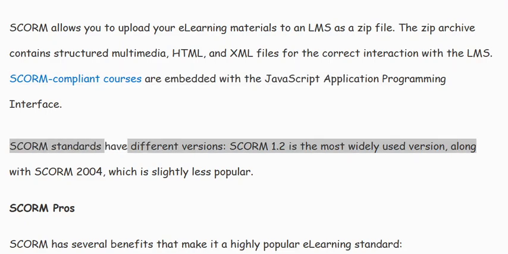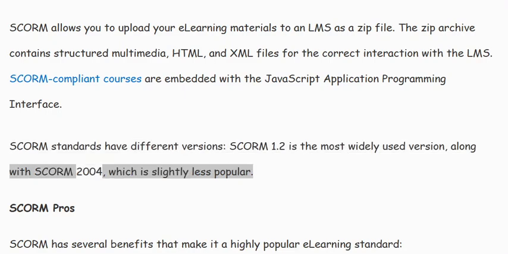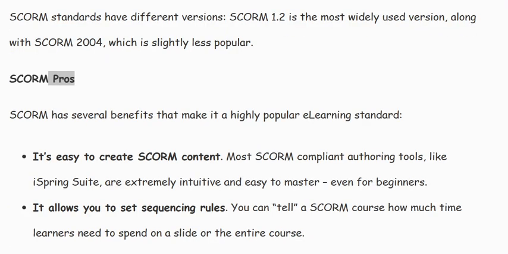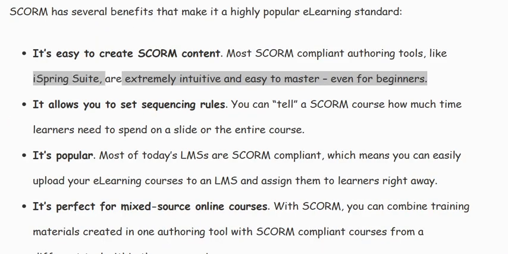SCORM standards have different versions. SCORM 1.2 is the most widely used version, along with SCORM 2004, which is slightly less popular. SCORM Pros. SCORM has several benefits that make it a highly popular e-learning standard. It's easy to create SCORM content. Most SCORM-compliant authoring tools, like iSpring Suite, are extremely intuitive and easy to master even for beginners.